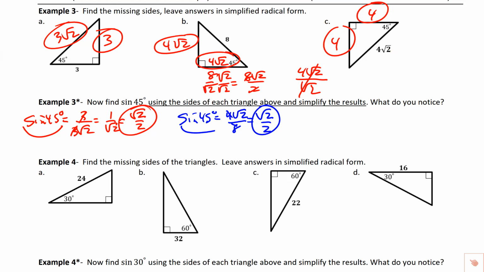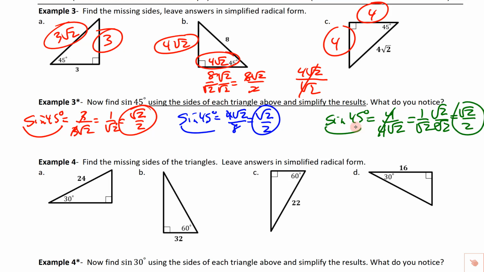Okay, I'm going to change colors. Keely, I'm going to write sine of 45 degrees on this one up here. What's the opposite side? 4. What's the hypotenuse? 4 radical 2. What can I do with this? Which is 1 over radical 2. And then what do I do with that? And what do I get? Okay. Everybody good? Okay, now, do me a favor. Type into your calculator radical 2 over 2.